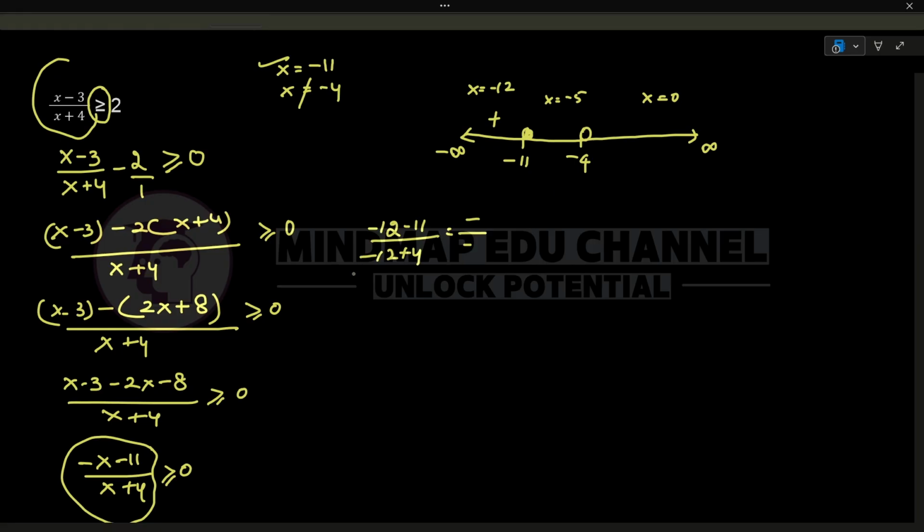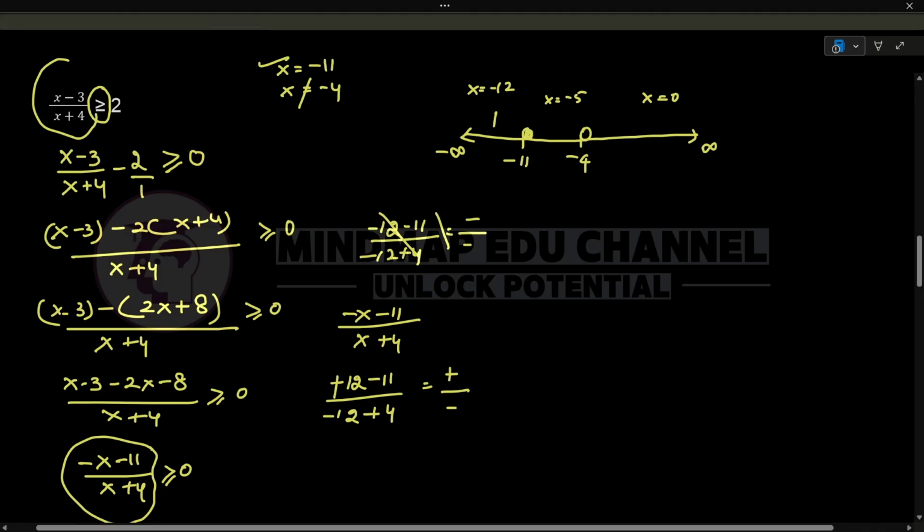Check here. See, it's minus x. Let me write the expression here. Minus x minus 11 over x plus 4. See, minus x minus 11. It's minus 12. So minus minus will become plus 12. Am I clear? So 11 over minus 12 plus 4. So here it will be plus, and here it will be minus. So minus plus, here it will be minus.